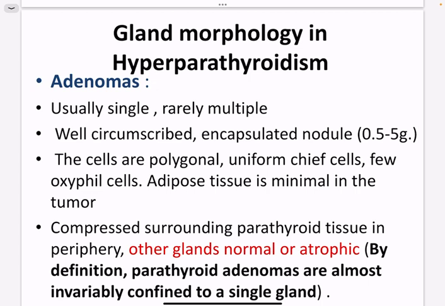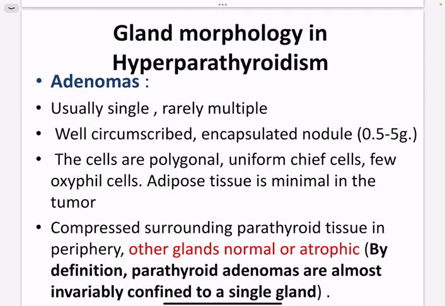يعني 5 grams معناته الparathyroid gland is very enlarged. The cells are polygonal and uniform cells. Adipose tissue, if you remember, again, is minimal in the tumor. يصيروا الcells اللي هم proliferating cells, the adenomatous cells أو chief cells, which are part of the adenoma. So they proliferate على حساب الadipose tissue. عشان هيك within the lesion the adipose tissue بيكون decreased or even sometimes absent completely. Compressed surrounding parathyroid tissue in the periphery.